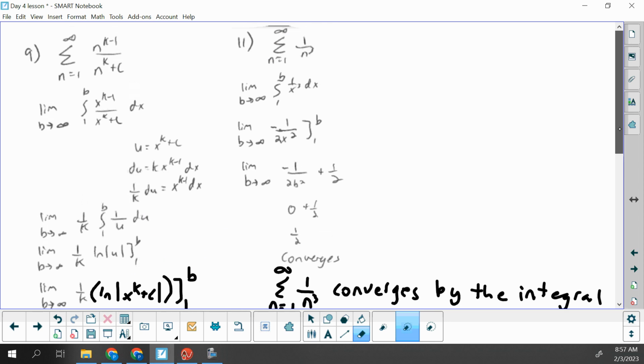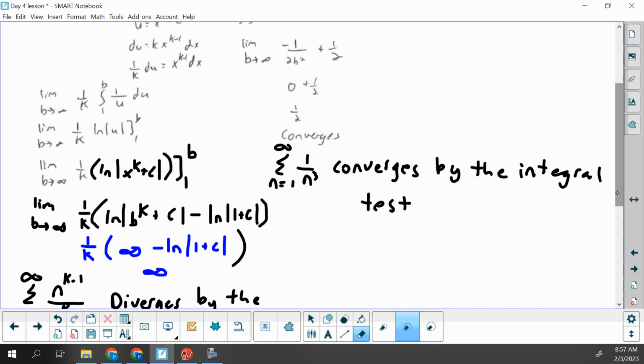For 11, pretty basic antiderivative. When you sub in your b and your 1, as b goes to infinity, that first fraction is going to go to 0, so we get a half. Remember, that doesn't mean the series approaches a half, just that we have a converge, so our conclusion is the series converges by the integral test.